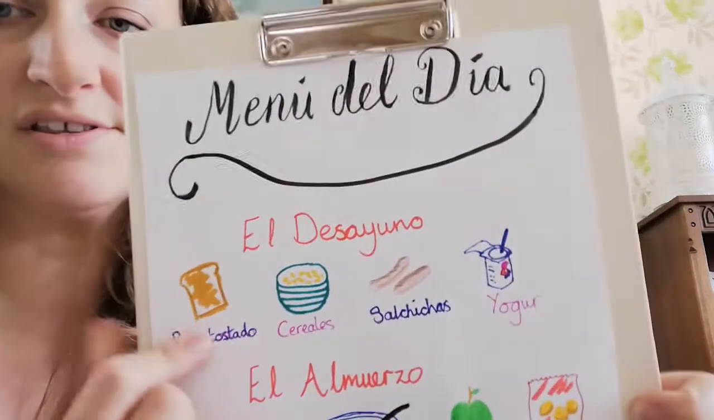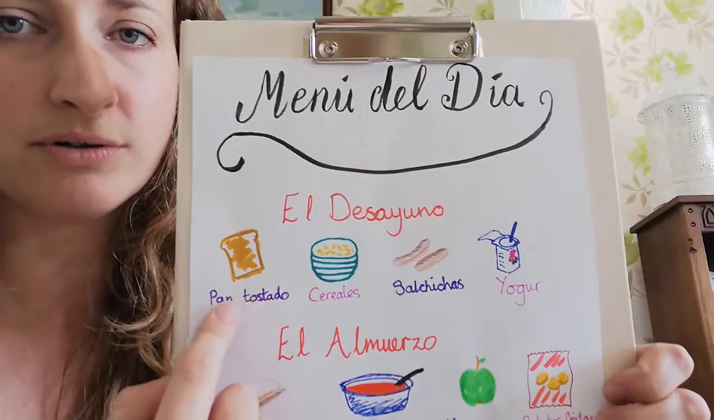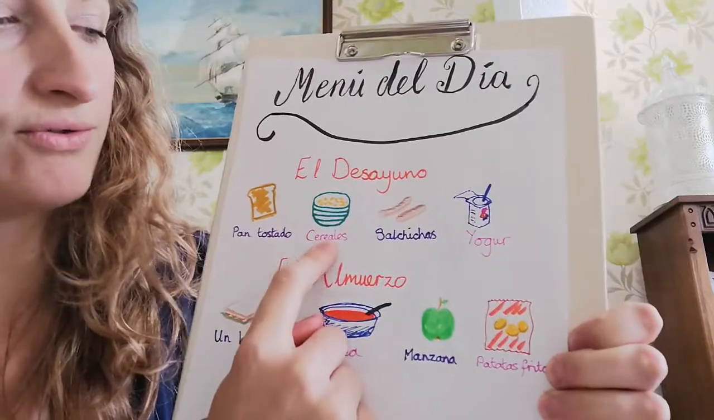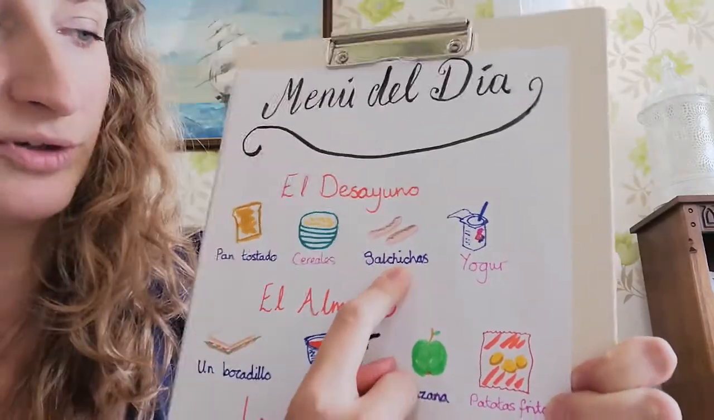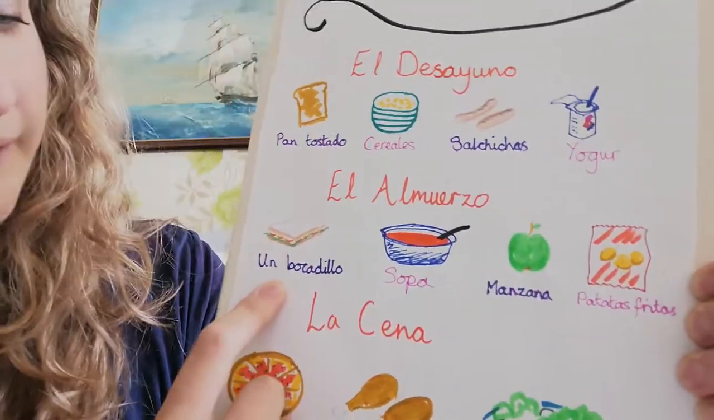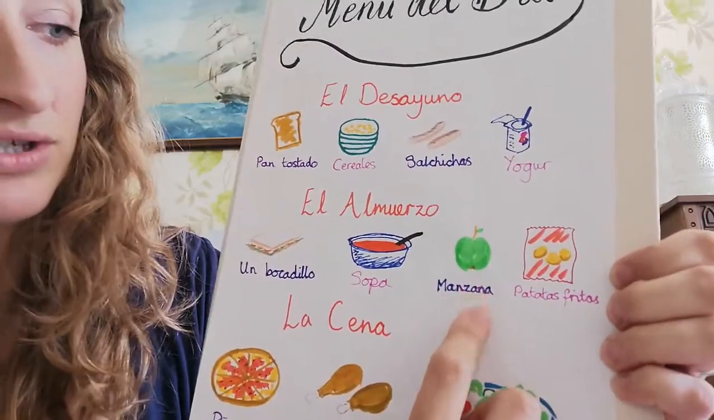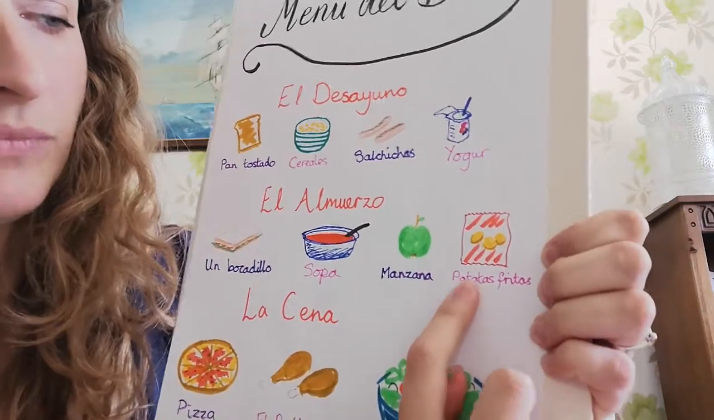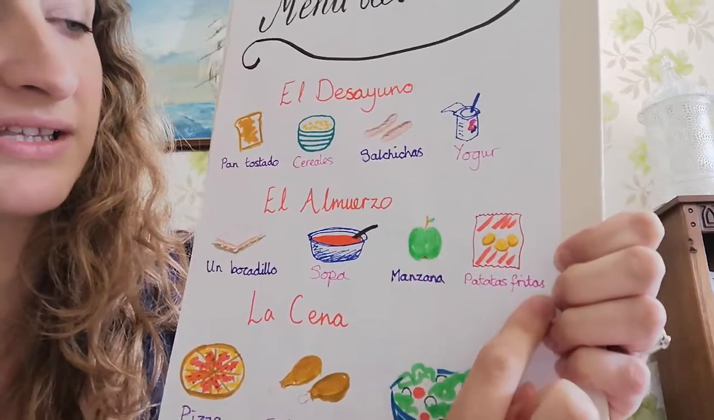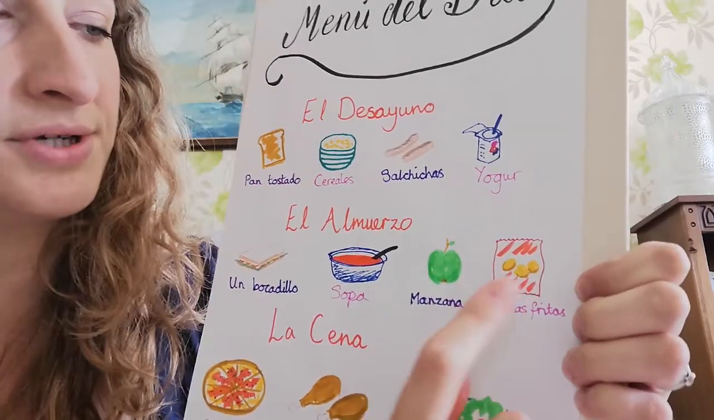And as you can see, I've put in some things you might want for your breakfast. So I've got toast, cereal, sausages, yogurt: pan tostado, cereales, salchichas for a cooked breakfast, yogur. Then for lunch, un bocadillo, sandwich, we know that in year 4, don't we? Sopa, a soup, manzana, we just did that. Now, we learnt the word for patatas. This is patatas fritas. So here I've drawn a little thing that you might want a packet of crisps at lunchtime.